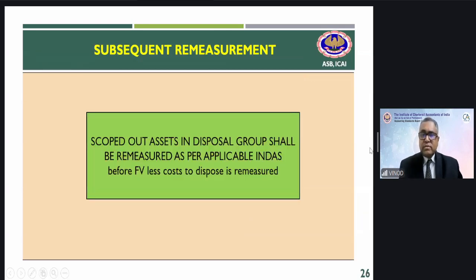Once the accounts are ready, there will be scoped-out items like financial assets, current assets, current liabilities. Those are not in Ind AS 105, but they are part of a disposal group, like a CGU, the full factory and sale. So all those assets which are not under Ind AS 105, make sure they are valued as per the respective Ind AS. Some things have to be at fair value, take the fair value. That's what it says.